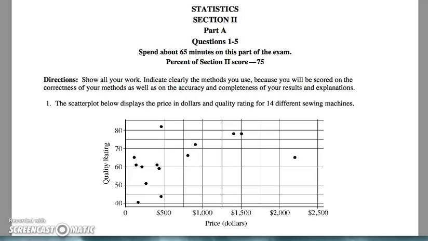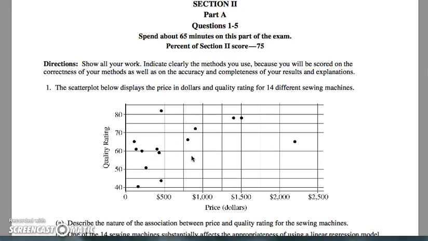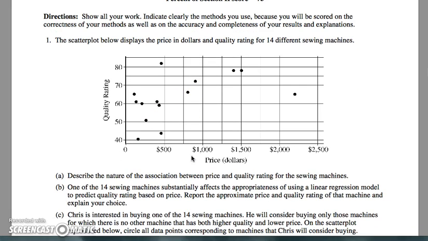For your AP Stats practice problem, we're going to do a free response from the 2012 AP Stats test. And the directions are: show all your work, indicate clearly the methods you use because you will be scored on the correctness of your methods as well as on the accuracy and completeness of your results and explanations.